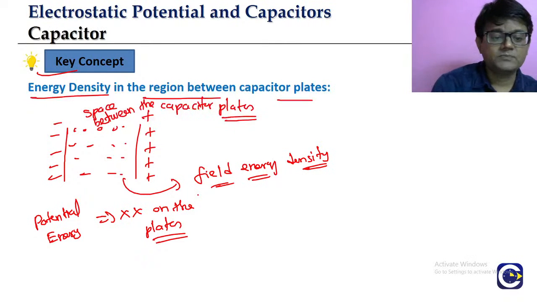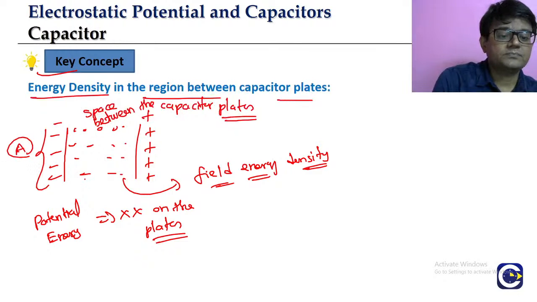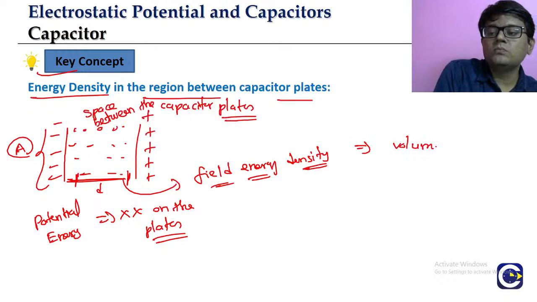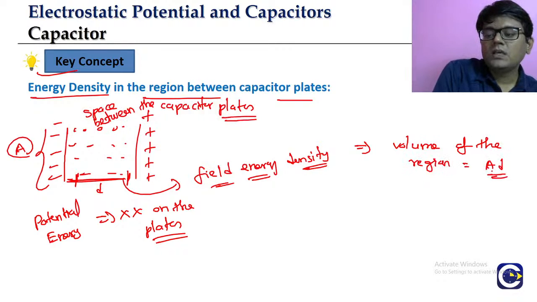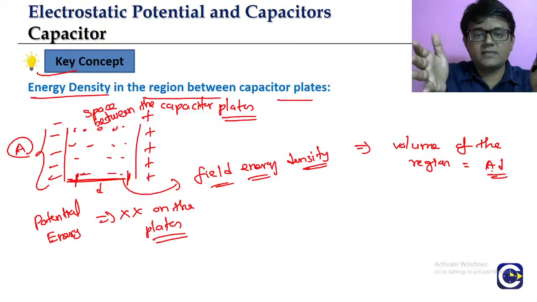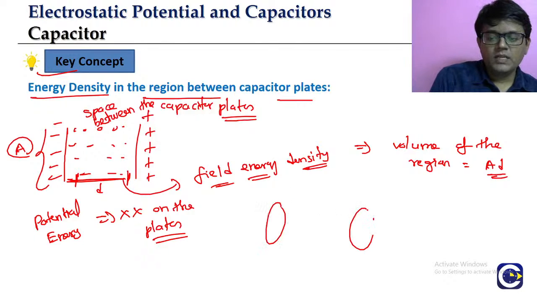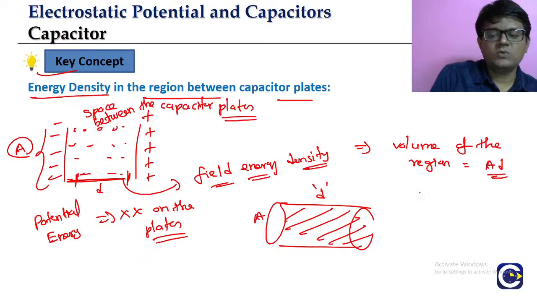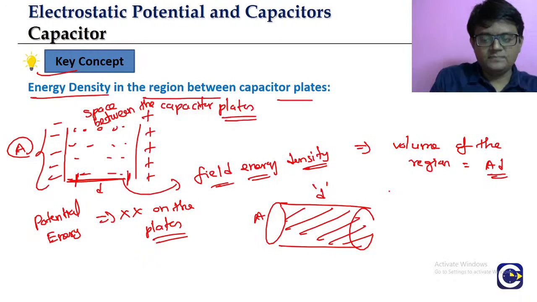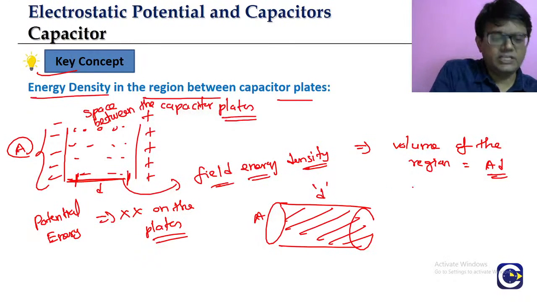Energy density, we said, is energy by volume. Here see, the plate area is A and the distance between the two plates is d. So what is the volume of the region? Area of the plate multiplied by the distance. That is the volume. Let's say we take the plates to be circular. Area and distance, it's like a cylinder, right? So what is the volume of the cylinder? Circular face area into the length of the cylinder. That is how we'll get the volume of that region.